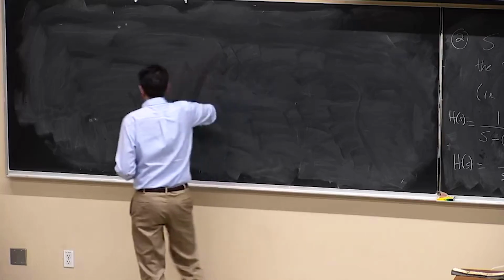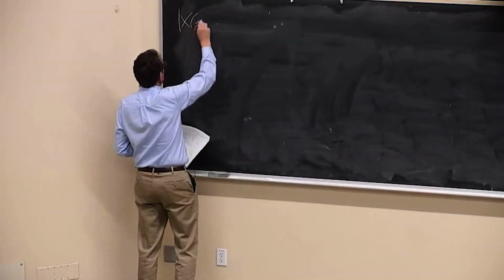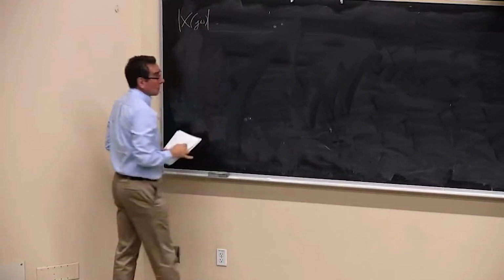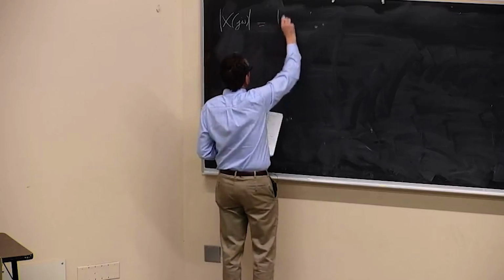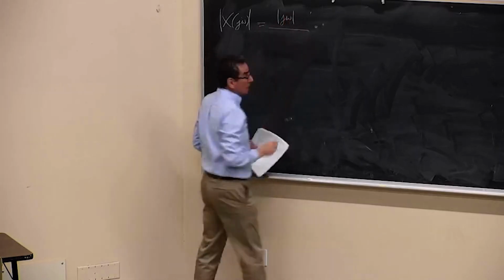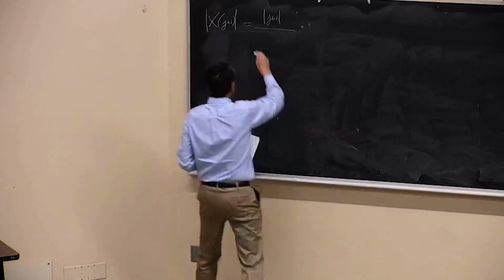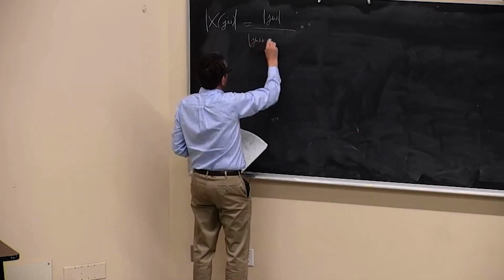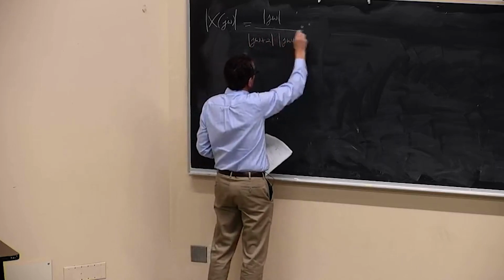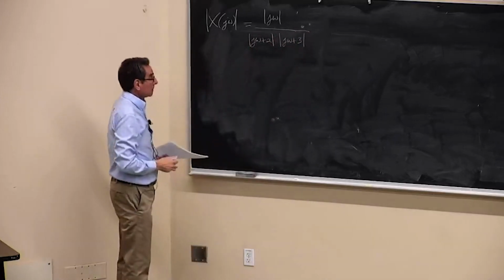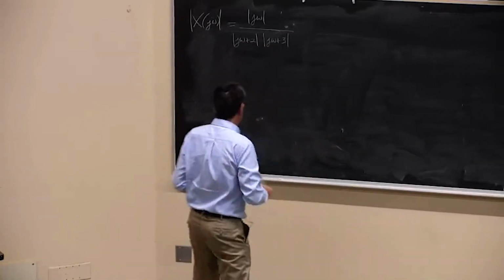So what can we say about the magnitude of X of j omega? Well, the magnitude is going to be, I'll just write it out, the magnitude of j omega divided by the magnitude of the denominator. The magnitude of the denominator is just going to be the product of the magnitudes of the two terms. And now I can think about what that means in terms of the picture.